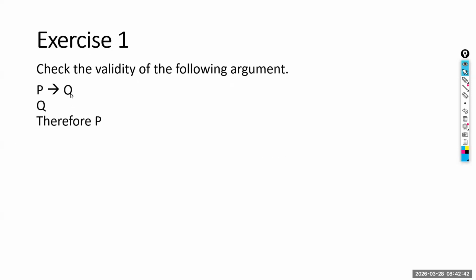P implies Q, Q, therefore P. Okay. So let's use both the approaches. You can see this is slightly different, because earlier it was therefore Q. Now we have a different conclusion. But gut feeling එක මොකක්ද හිතෙන්නේ? When P happens, Q happens; Q has happened, therefore P has happened.